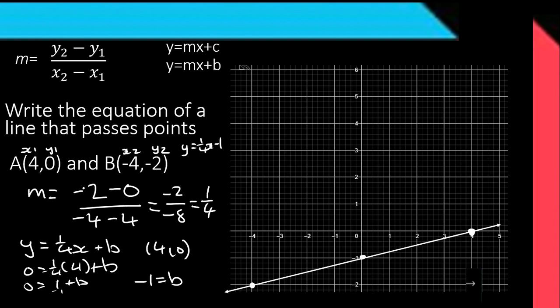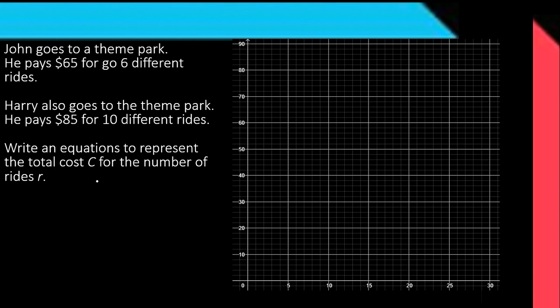Right, let's move on then to a real life question. So we have John goes to a theme park and he pays $65 to go on 6 different rides. Then we have Harry also goes to the theme park and he pays $85 for 10 different rides. We need to write the equation that represents the cost of riding the number of rides, r. Okay, so if we look here, I'm going to put the number of rides at the bottom and I'm going to put cost up the side.